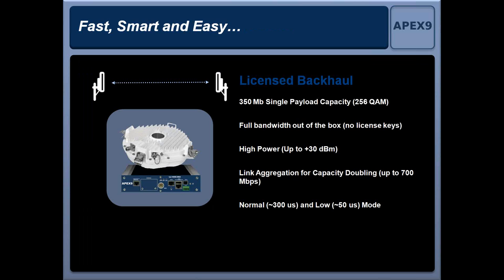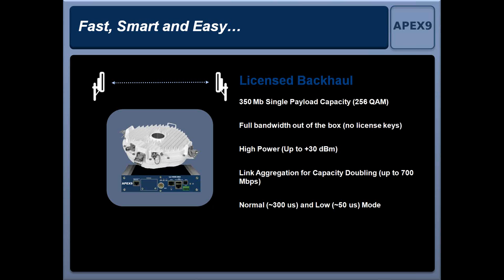Second thing about the licensed backhaul, just some basic specs about it. The product is a 350 megabit per second full duplex product, so at 256 QAM, that's what you're going to get. The way we've packaged the product, we have no license keys or anything in that regard. So when you buy the hardware, everything's unlocked. There's no power limits. There's nothing. You get everything in the package.